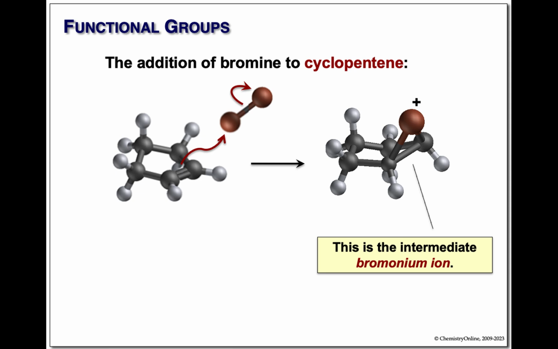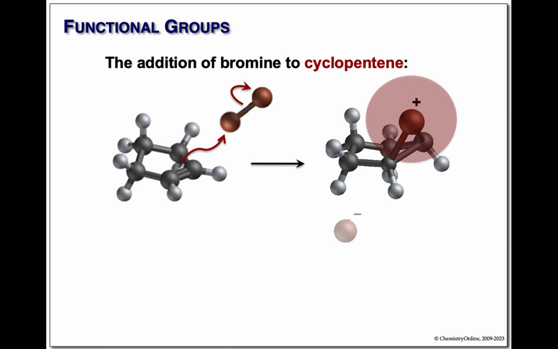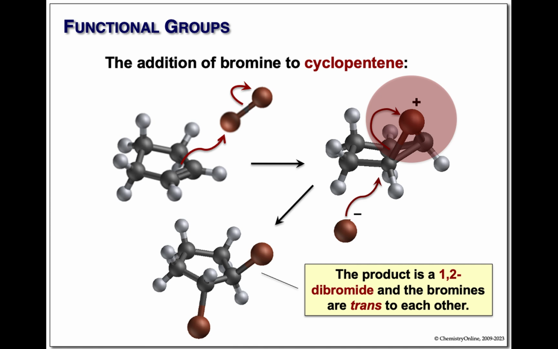Now, the one thing about a bromonium ion is that it's big. We have this Br minus that would love to react with this, but because this is so big, it's taken up the whole top. The only way that Br minus can attack is by sneaking in the backside. That means we wind up with bromines on opposite faces.